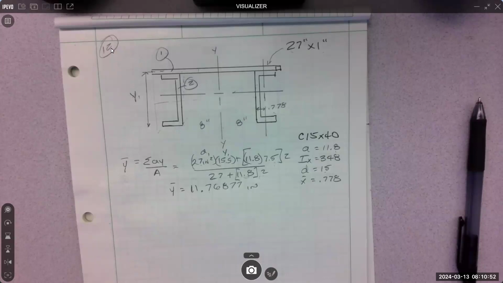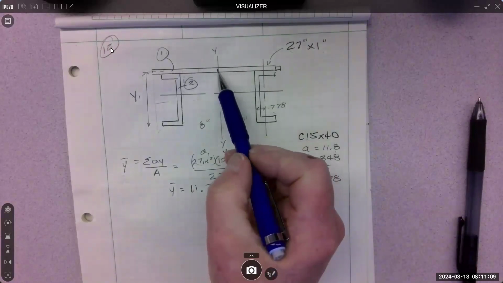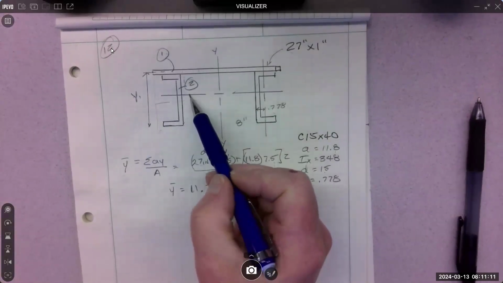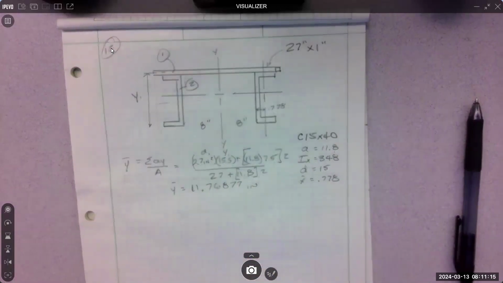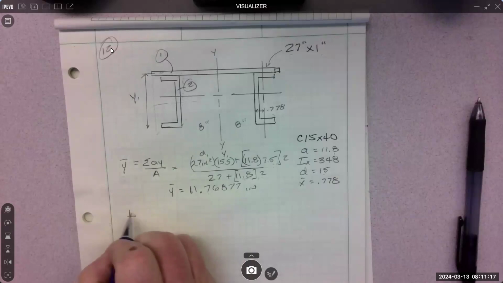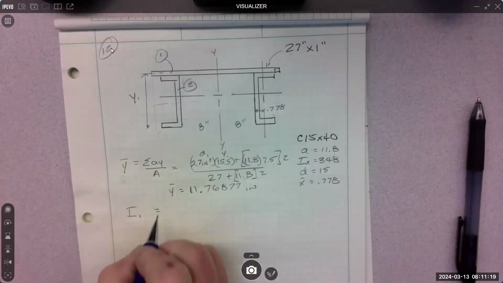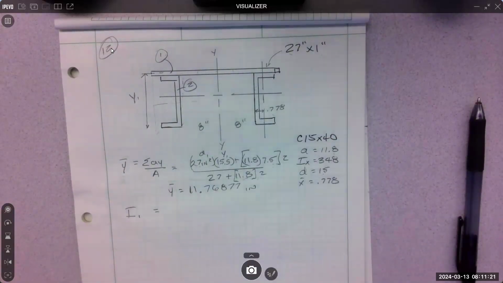What do we do next? Do the transfer. So we have to get the individual inertias first. Then we want to transfer them, because they're not all in the right location. This one's way up here. This one's below the neutral axis, so we need the individual inertias next. So we need I of number 1. That's this plate. How do we get that?